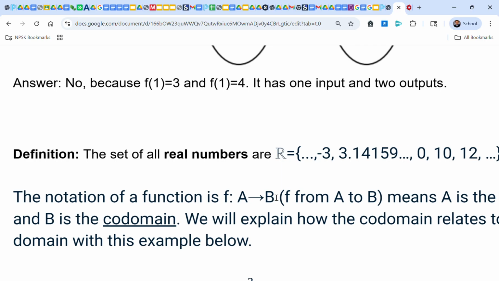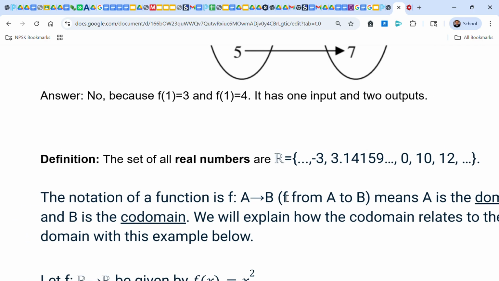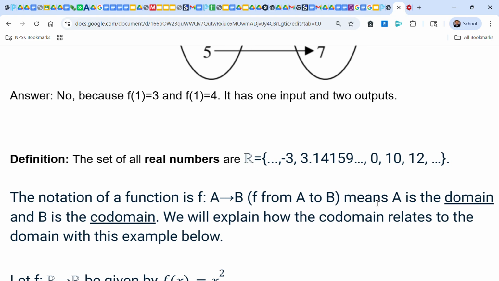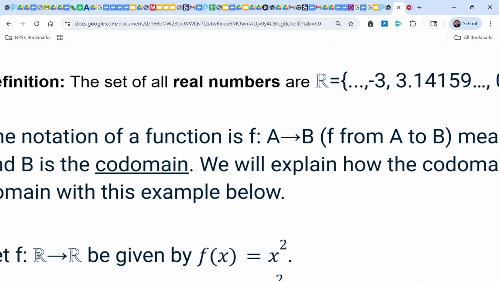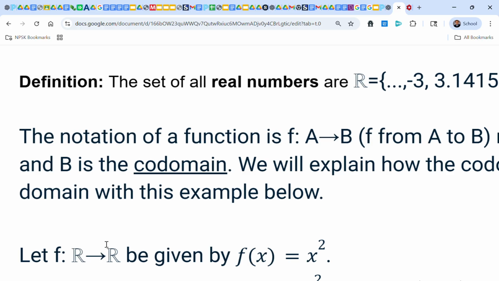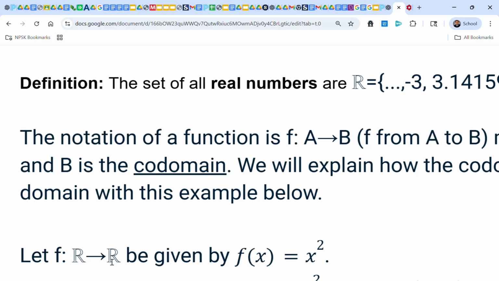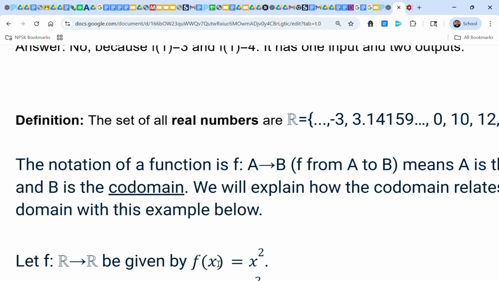Now the notation of a function is f from a to b. So this is how we would read this off. F from a to b means a is the domain and b is the codomain. We will explain how the codomain relates to the domain with this example below. So here, let f be a function where the set of all real numbers is the domain, and this is the codomain. How do I know this is the domain and codomain? Because the domain comes first, and then the codomain is second. Let it be given by the rule f of x equals x squared.